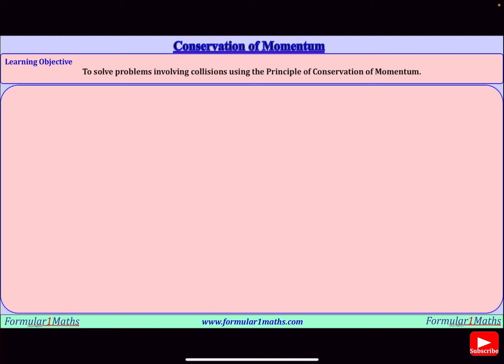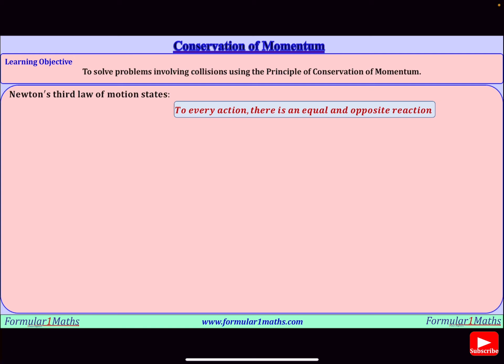This is lesson 1.2, GCE A-Level, Further Maths, Applied, Year 1. In this lesson, we are going to learn how to use the principle of conservation of momentum to solve problems involving collisions. Newton's third law of motion states that to every action, there is an equal and opposite reaction.